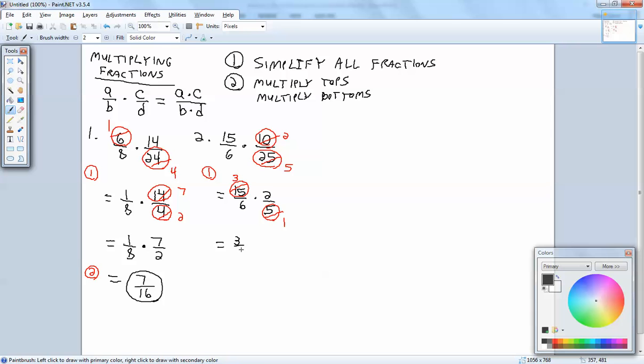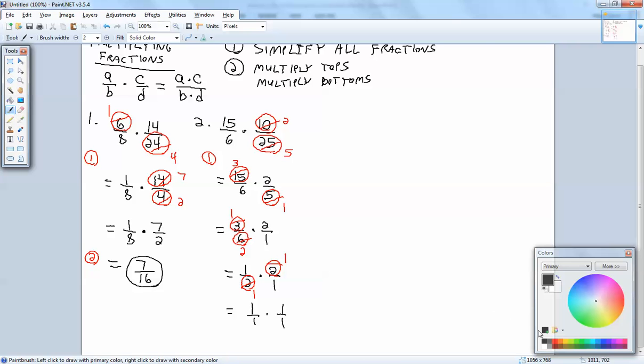So we're going to have 3 over 6 times 2 over 1. And let me focus on the 3 and the 6 now. Those are both divisible by 3. 3 divided by 3 is 1. 6 divided by 3 is 2. And we're left with 1 over 2 times 2 over 1. And last, simplifying, is we got a 2 here and 2 here. Both divisible by 2. 2 divided by 2 is 1. 2 divided by 2 is 1. So we're going to end up with 1 over 1 times 1 over 1.